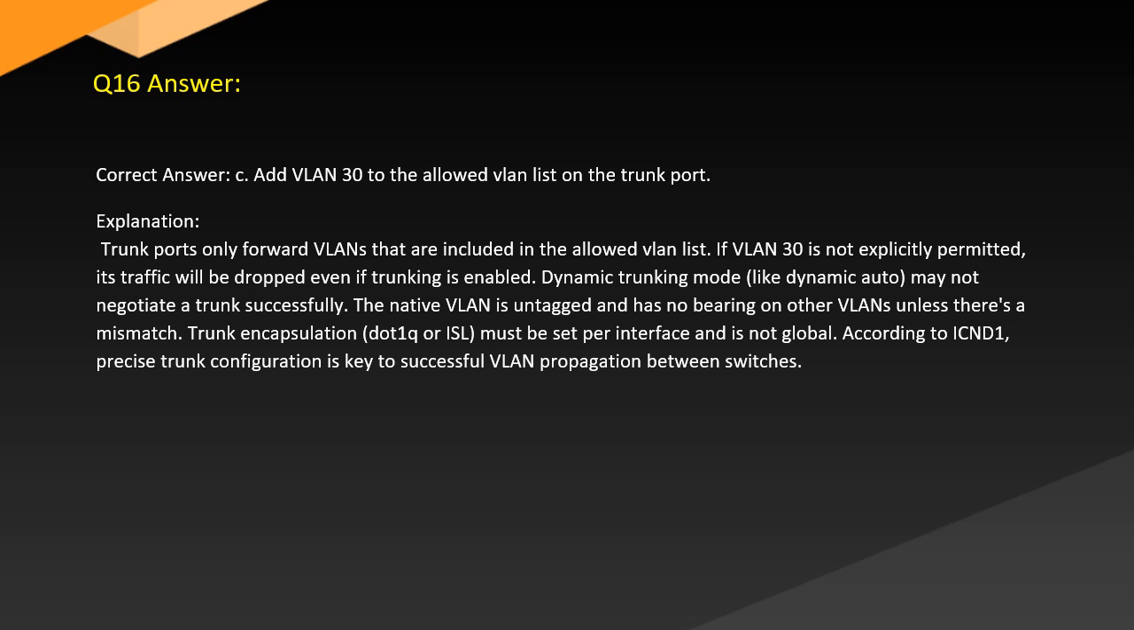Answer. Correct answer: C. Add VLAN 30 to the allowed VLAN list on the trunk port. Explanation. Trunk ports only forward VLANs that are included in the allowed VLAN list. If VLAN 30 is not explicitly permitted, its traffic will be dropped even if trunking is enabled. Dynamic trunking mode, like dynamic auto, may not negotiate a trunk successfully. The native VLAN is untagged and has no bearing on other VLANs unless there's a mismatch. Trunk encapsulation must be set per interface and is not global. According to ICND, precise trunk configuration is key to successful VLAN propagation between switches.